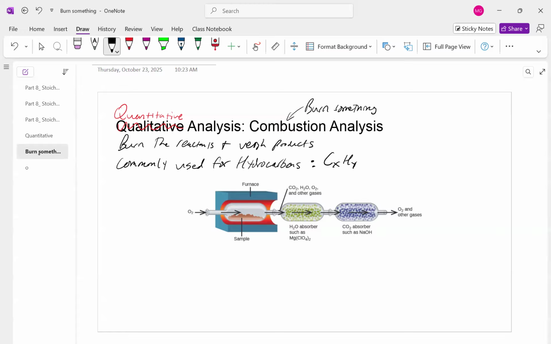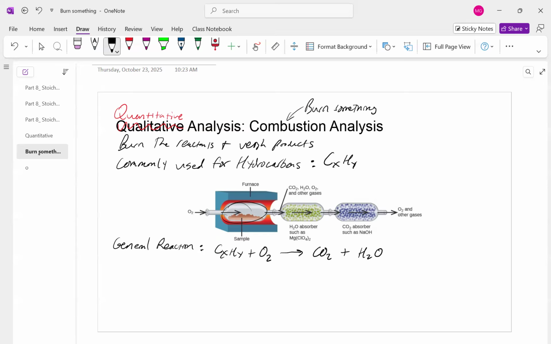Now, the general reaction for a combustion, and this is something we've talked about, but I'll go through it again, is we take a hydrocarbon, and you can see in this diagram here, that's our sample there. Combine it with a lot of oxygen. So we put it in a furnace with a lot of oxygen. It burns and produces carbon dioxide and water.